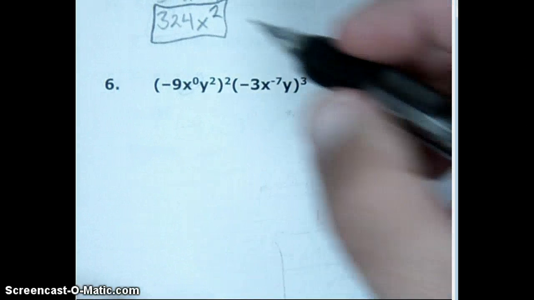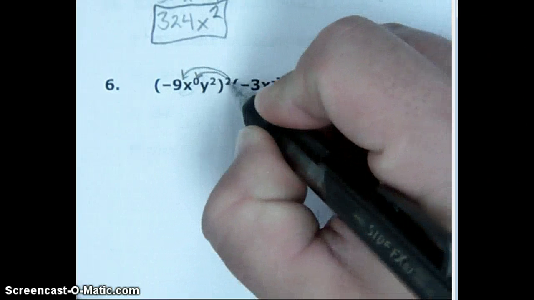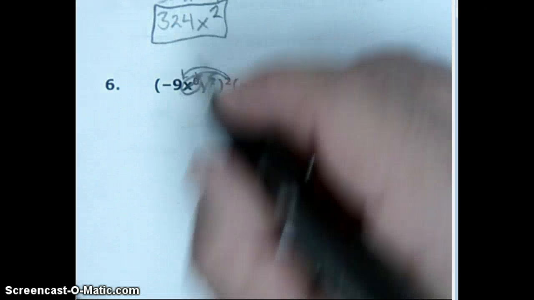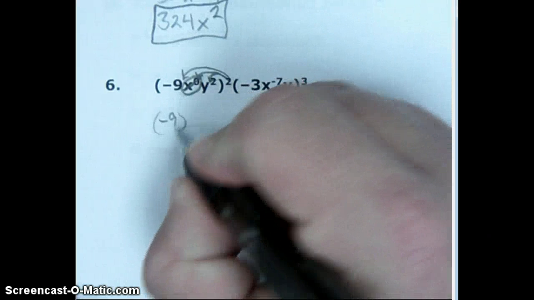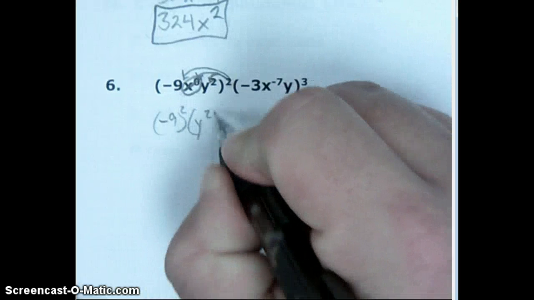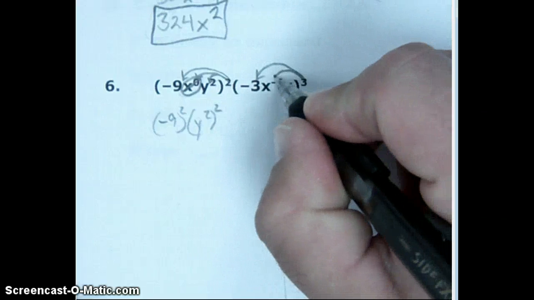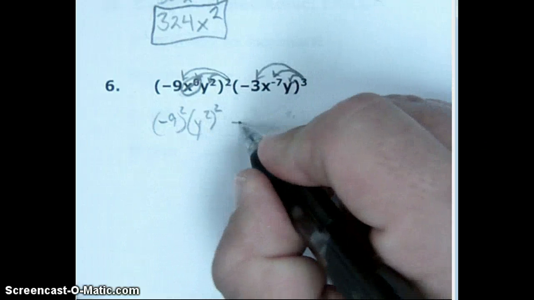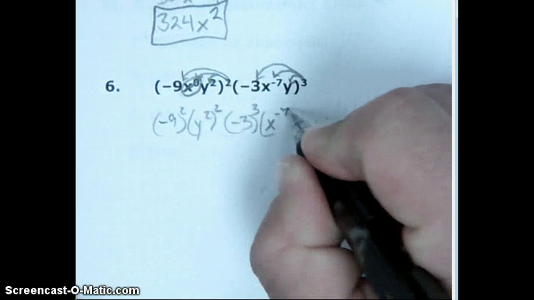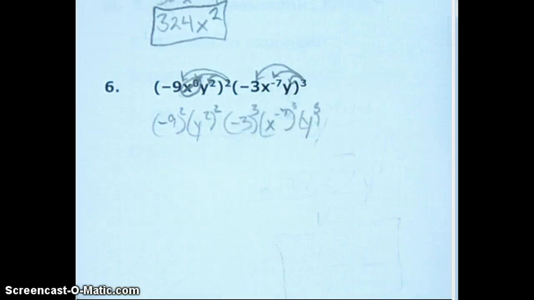Question number 6. Again, that guy outside the parenthesis has power over everything that's inside there. Well, there's something that I can get rid of. Alright, so -9 squared, y squared squared. And let's break this one up. This 3 has power over everything in there. So we'll get a -3 to the 3rd, x to the -7 to the 3rd, and y to the 3rd.